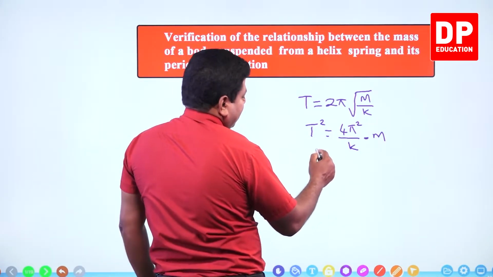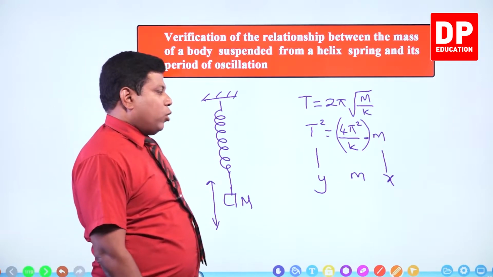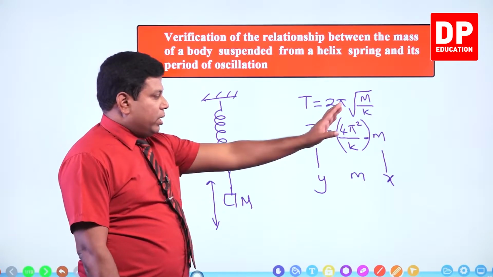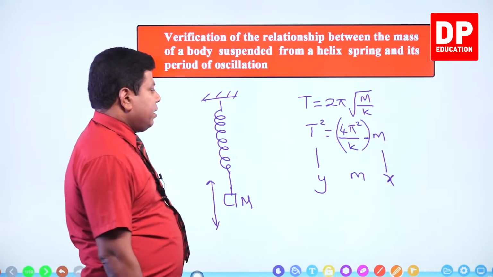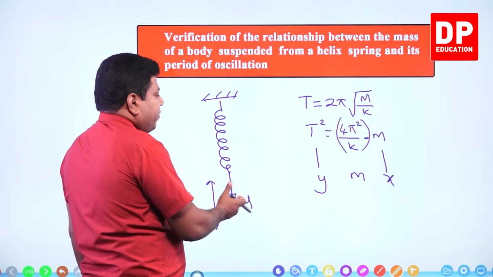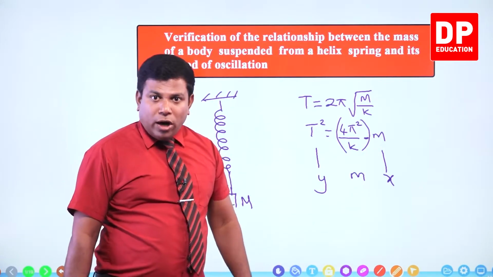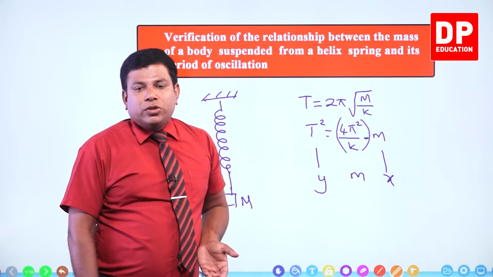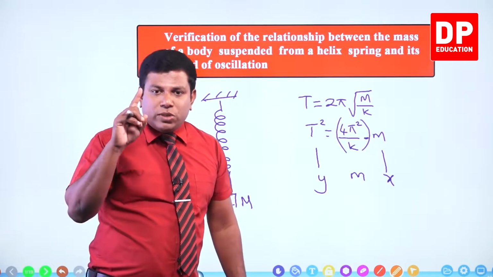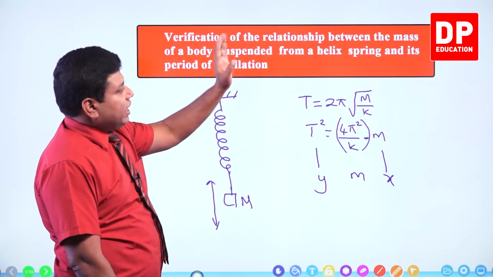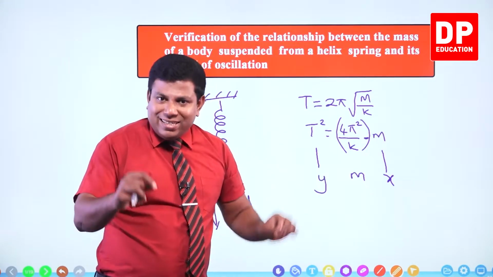So if this is the equation, then I can say y equals mx. Why? 4 pi squared over k is constant. So t squared equals 4 pi squared over k into m. That's like the y equals mx formula. Which means, how we are going to do this experiment is, we will attach different weights here so that m can be changed. When m is changed, accordingly t, the oscillation time, will change. So we will measure the oscillation time and then draw a graph of t squared versus m. First thing we need to see is whether it is a straight line, because what we are going to do is a verification of the relationship between the mass of a body suspended from a helix spring and its period of oscillation. So we need to check whether this relationship exists.